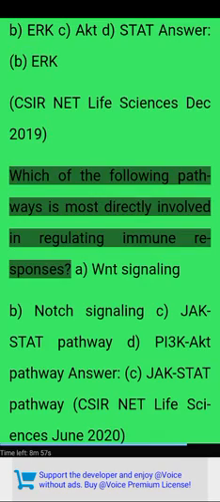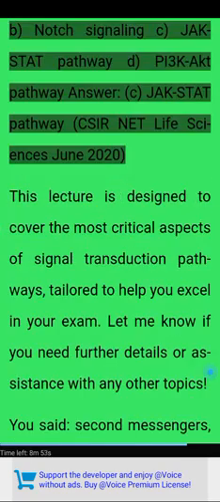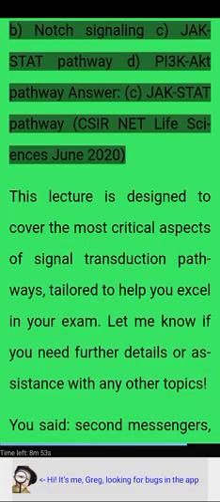Which of the following pathways is most directly involved in regulating immune responses? A. WNT signaling. B. Notch signaling. C. JAK-STAT pathway. D. PI3K-AKT pathway. Answer. C. JAK-STAT pathway. CSIR NET Life Sciences June 2020.